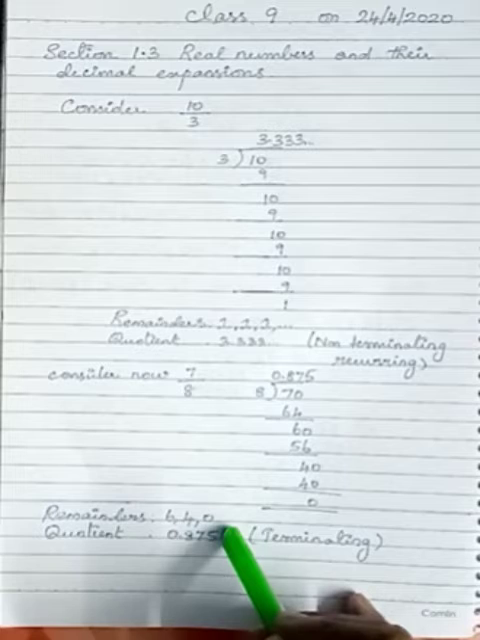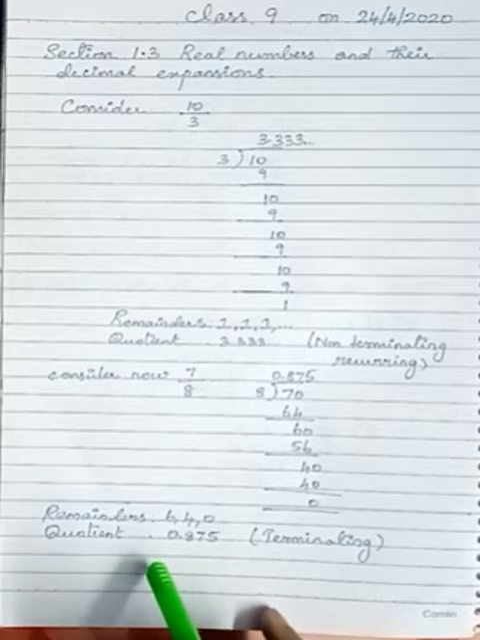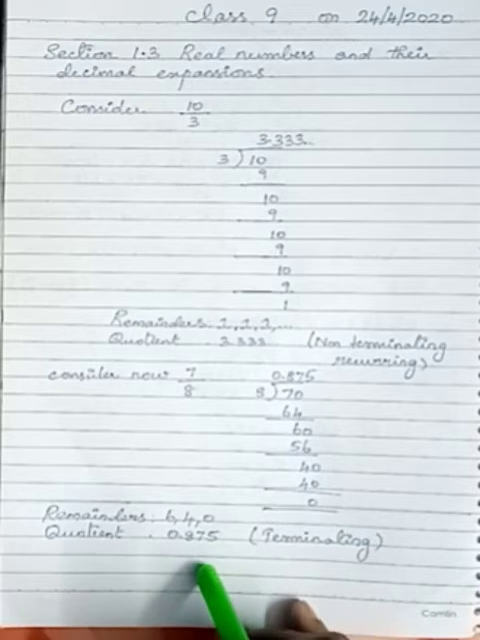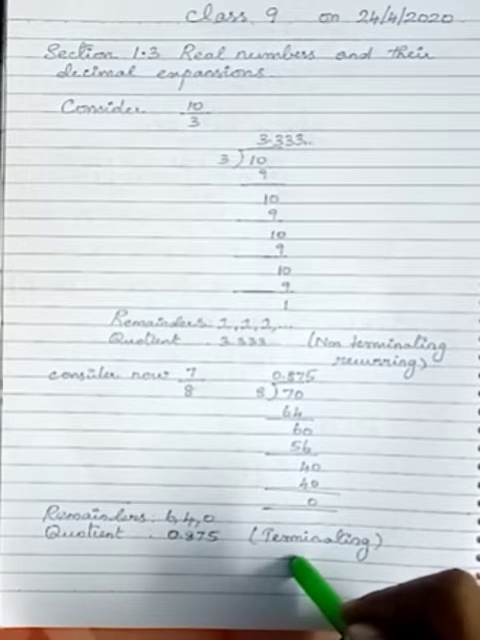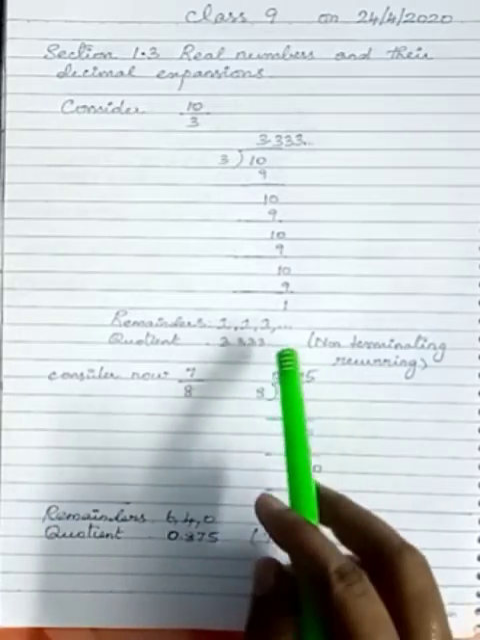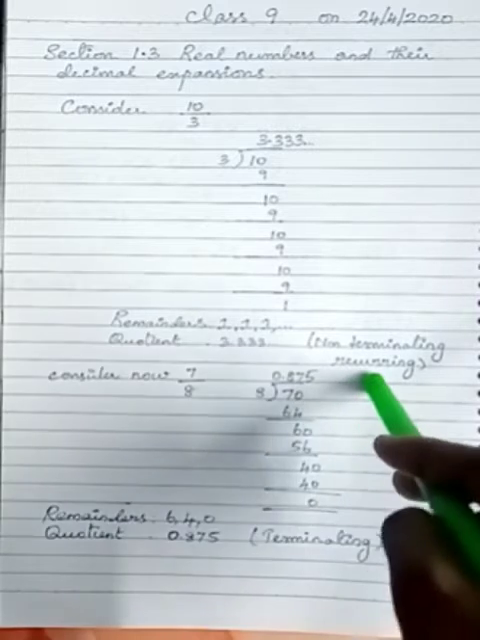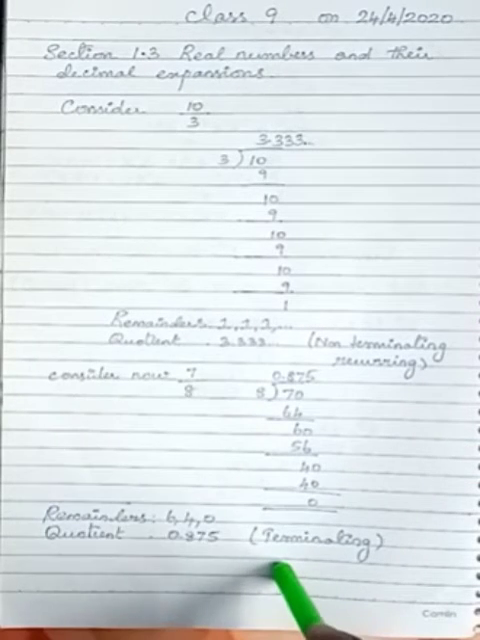It is finite. Look at the quotient here. It is 0.875. That is, the quotient is terminated. In the previous example, we found that the quotient is non-terminating but recurring, and here it is terminating.